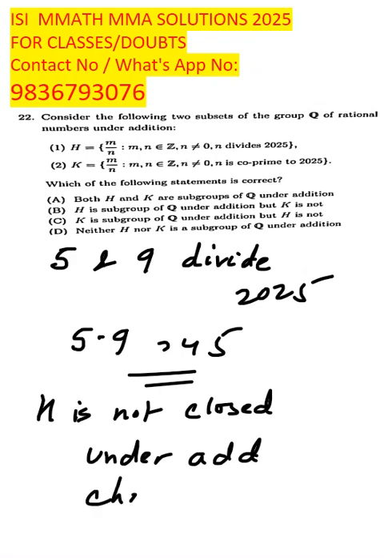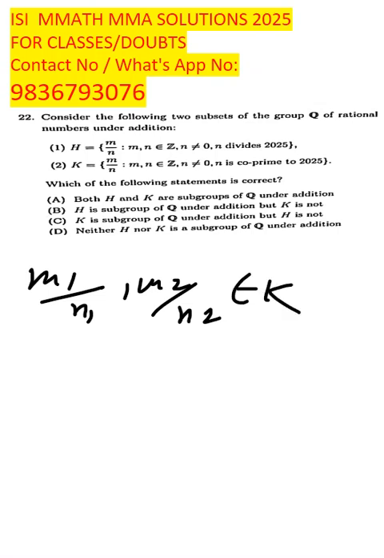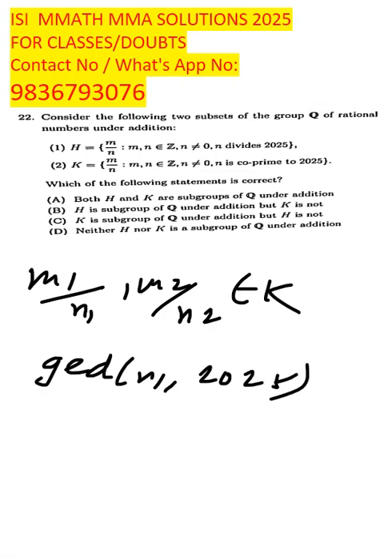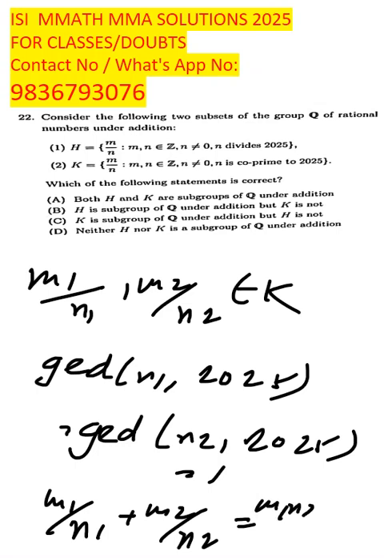Now we will check for K then. So for K we will take m1 by n1 comma m2 by n2. So then it is with gcd of n1 comma 2025, and that is 1. So then m1 by n1 plus m2 by n2 is equal to again m1 n2 plus m2 n1 by n1 n2.